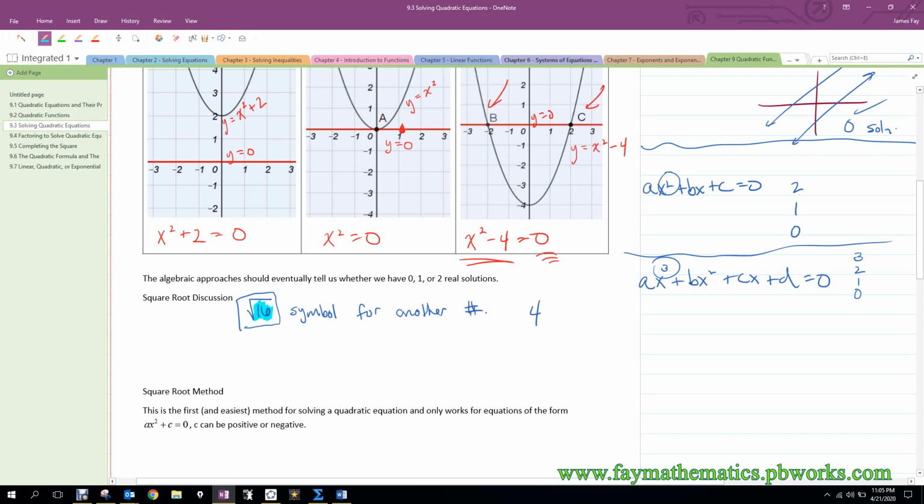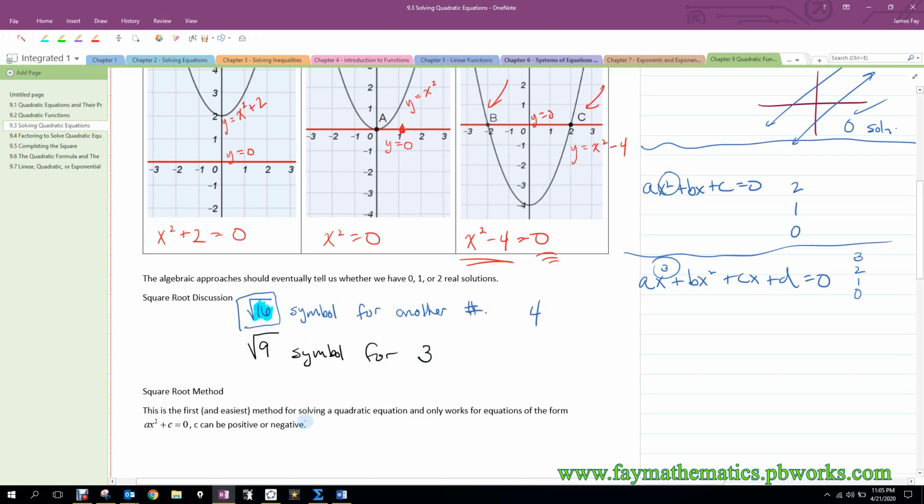So 16 is a special one of those. It's called a perfect square. You know other ones like maybe 9, so that's a symbol for another number. What number can I multiply by itself 2 times to get 9? So it's another symbol for 3.